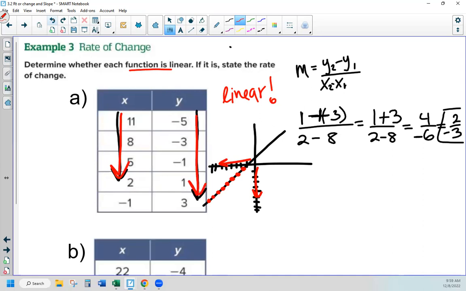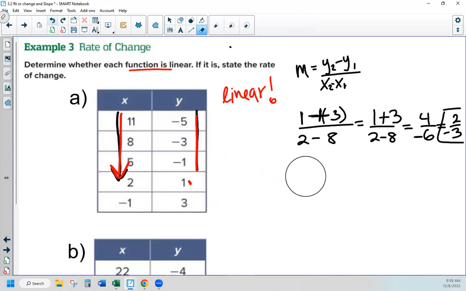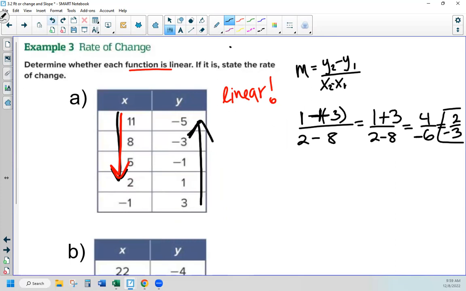Oh, wait, I just proved myself wrong. Hold up. Good, that's good that I said this. I proved myself wrong. This is going upwards. My y's are going up.